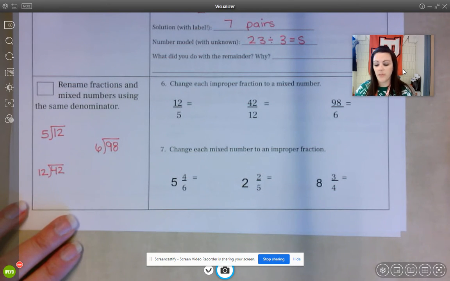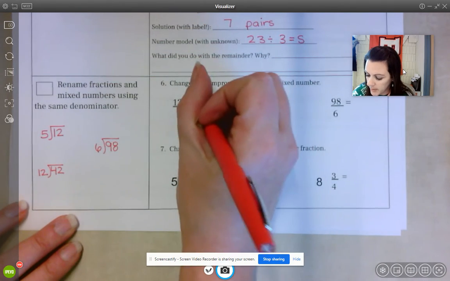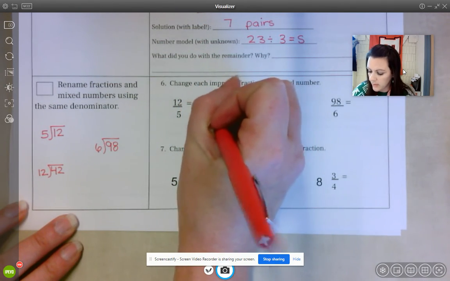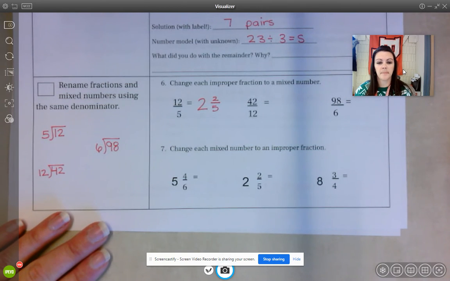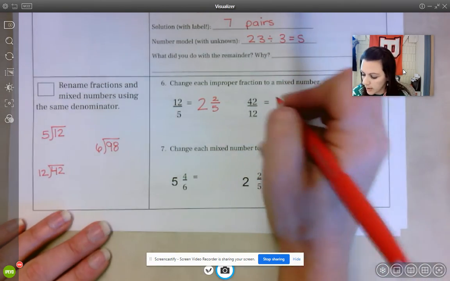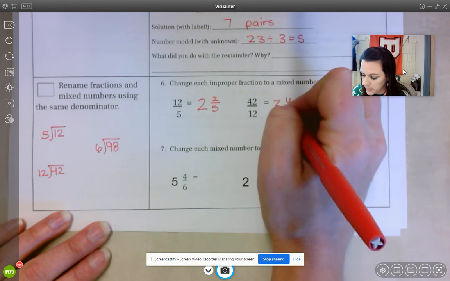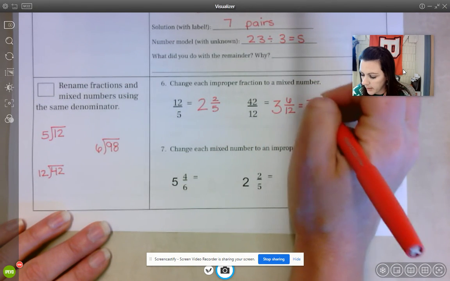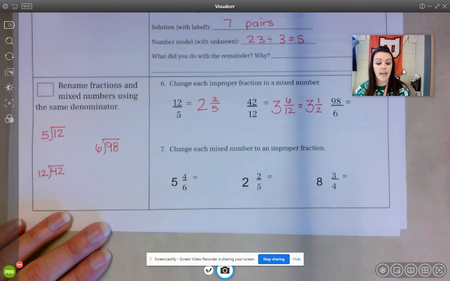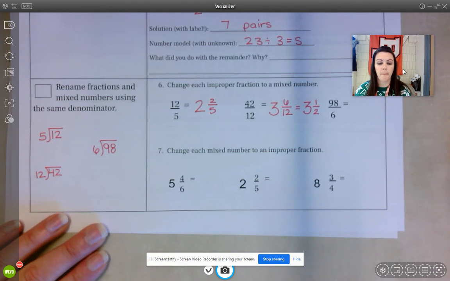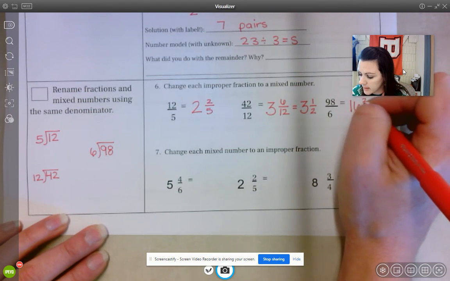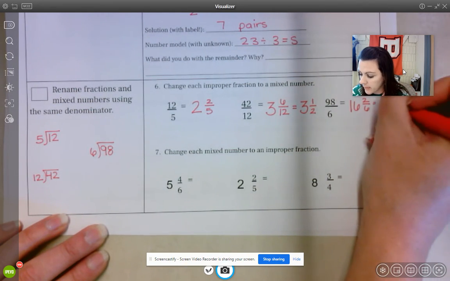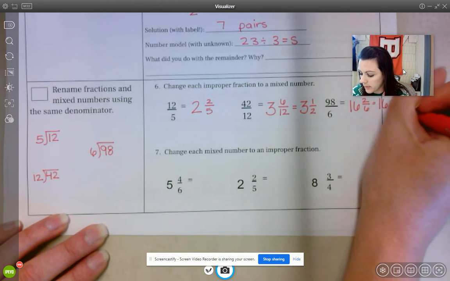Okay, what did you get for the first one? What is 12/5? It should be 2 2/5. What is 42/12? There's really a couple of good answers here. You probably got 3 6/12 originally, but that would also equal 3 1/2. And how about 98/6? That one was a big one. Your answer should be 16 2/6. Some of you might have also figured out that that is 16 1/3.